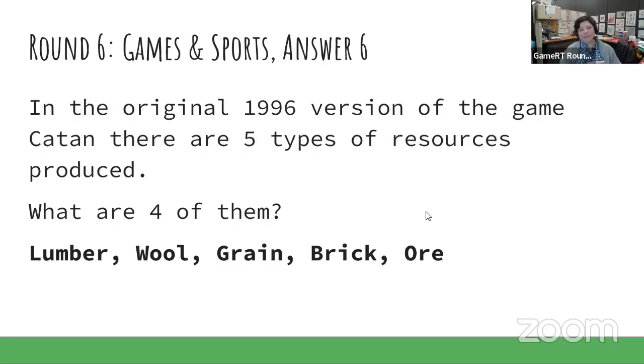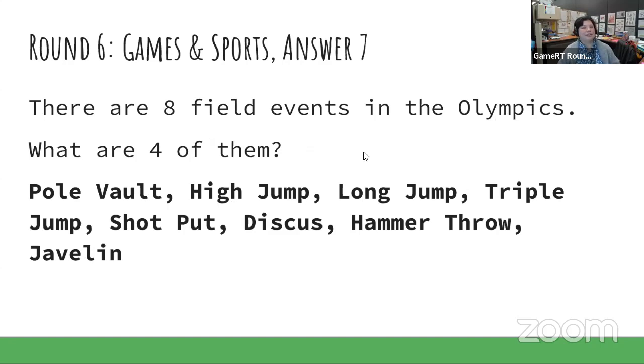And then for Catan, you have lumber, wool, grain, brick, and ore, which you may trade around and enjoy while you're playing. Answer number seven. So of the fielding events, there is pole vault, high jump, long jump, triple jump, which I didn't actually know about, shot put, discus, hammer throw, and javelin. I like the throwing sports. Those are my favorites. I did pole vault back in the day. I wasn't as good at it. Didn't know Thomas.